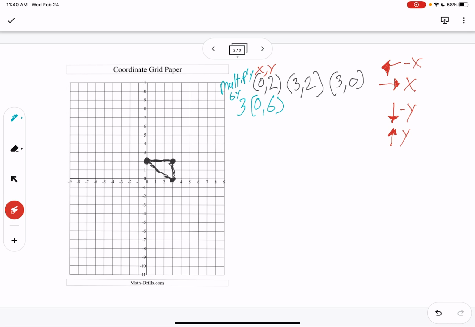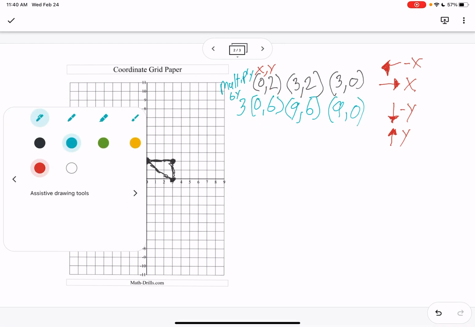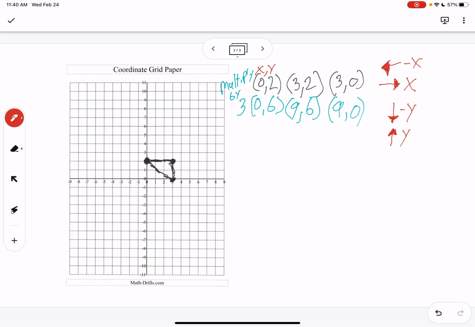Now I want to do that same thing here, multiply these by 3 and write that down. So let's see here. 3 times 3 is 9. 3 times 2 is 6. 3 times 3 is 9. And 3 times 0 is 0. Now I have a new set of coordinates. I'm going to write that. So I'm going to erase everything that's over here so it's not as confusing.